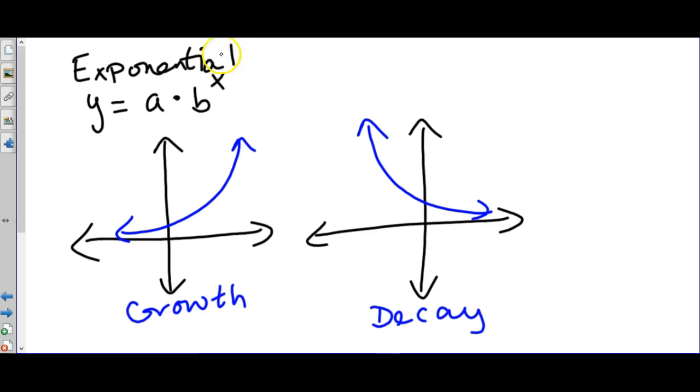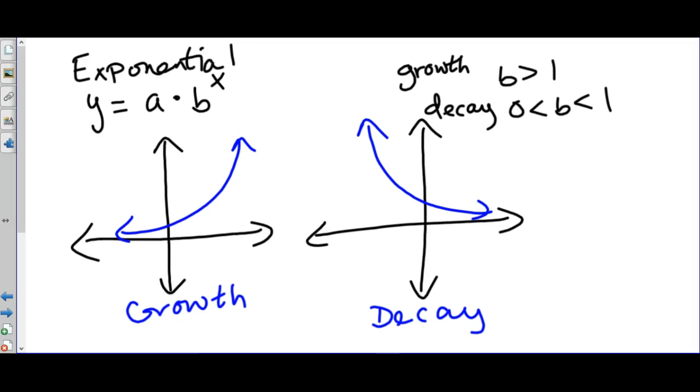So this exponential function, we know it's exponential because the variable is the exponent itself. So we will know if this is growth or if it's decay by the number here for b, the number attached to the variable x. If b is bigger than 1, we have exponential growth. If b is between 0 and 1, we have decay.